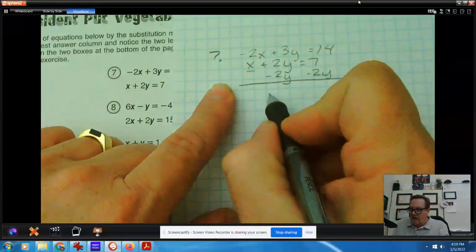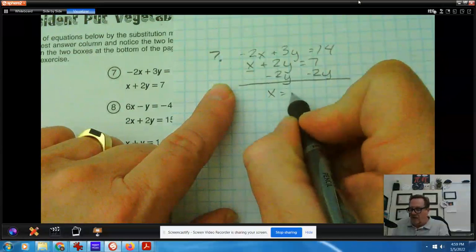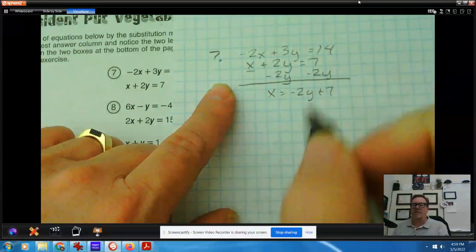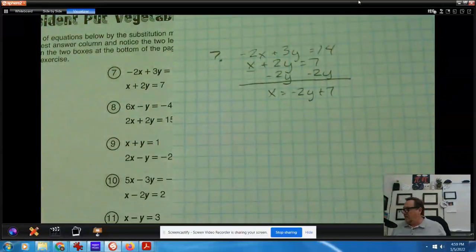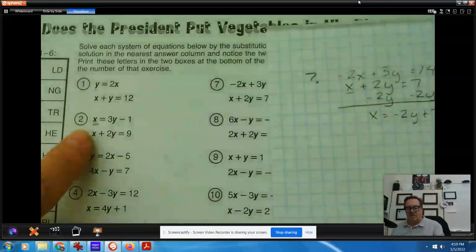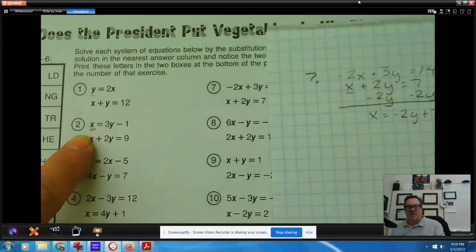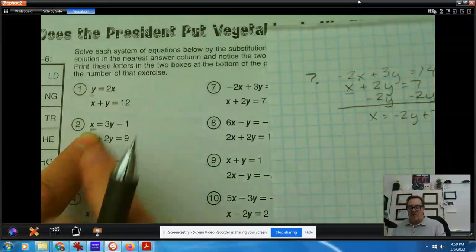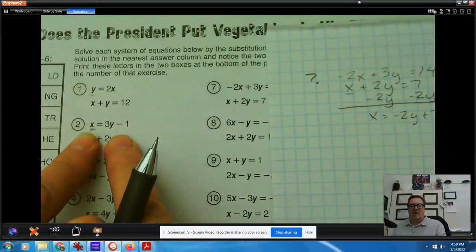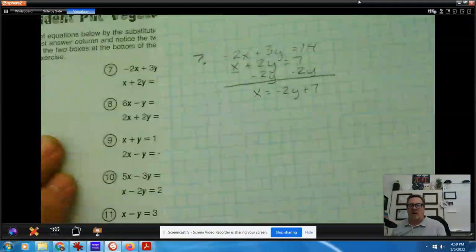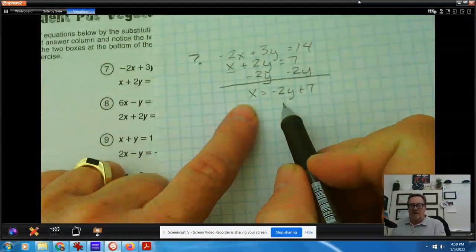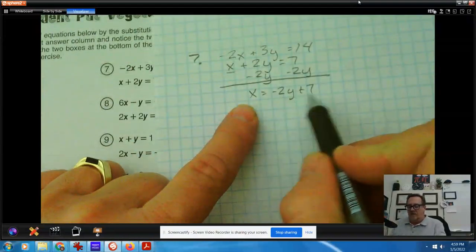Okay, if I do that, I'm going to get x is equal to negative 2y plus 7. Stop and look at it if you need to, but that's what you're going to get. So that allows us to be in a similar situation to what we were over here on problem number 2. X is by itself. This was equal to 3y minus 1. We have gotten x by itself. Now it's equal to negative 2y plus 7.